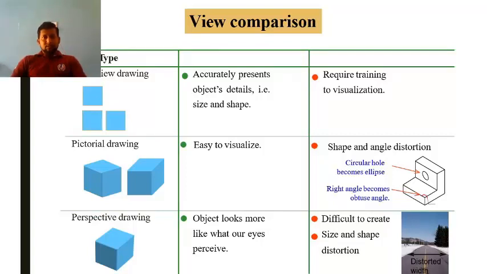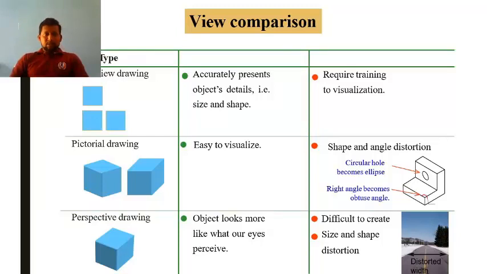So in orthographic view, if I say that the image dimension is 100 mm, in any of these views, like front, top and side, you will get the dimension as exactly 100. It requires training to visualize. So that is the drawback of multi-view drawing.